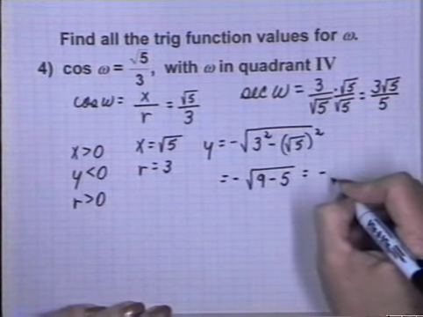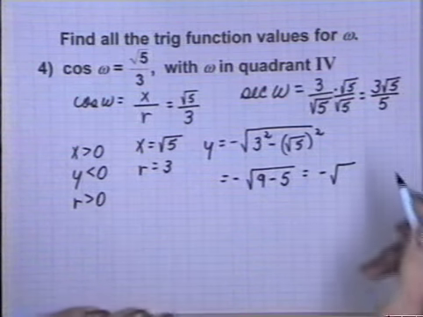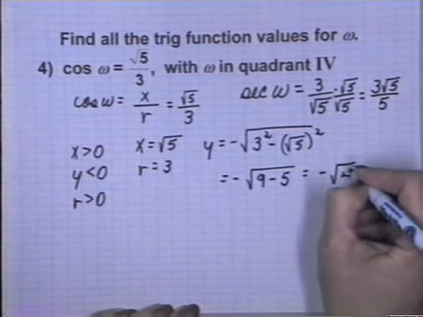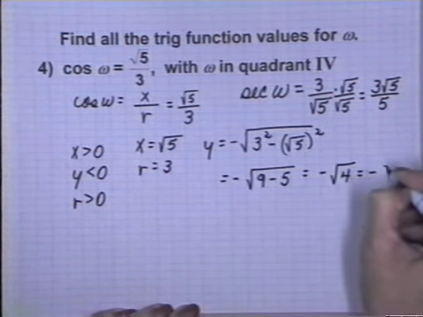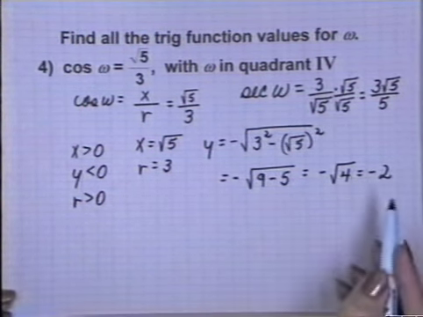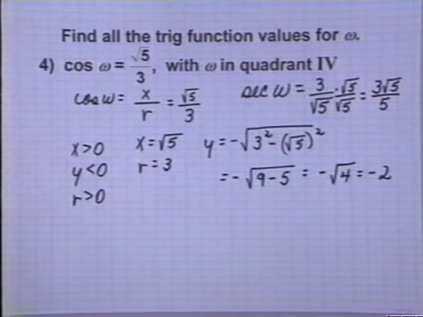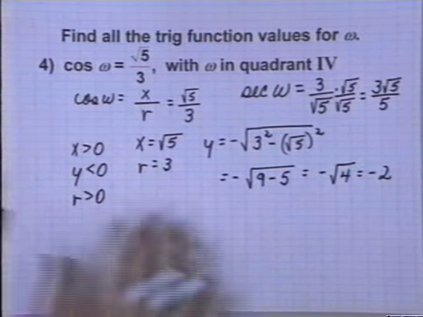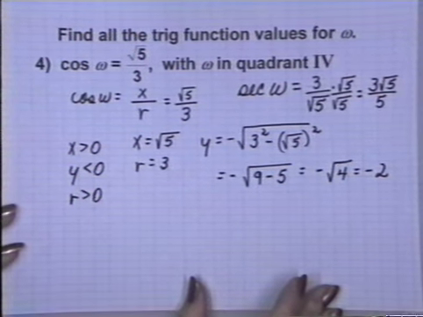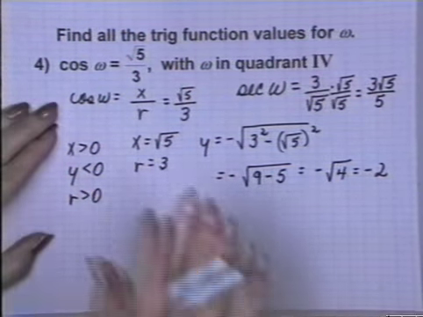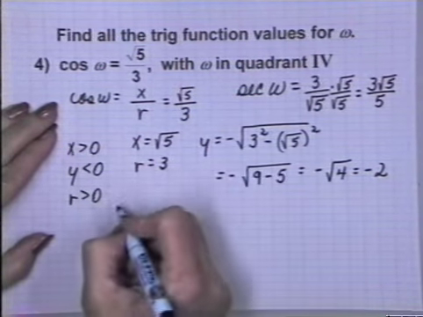So I get minus, subtracting 5 from 9, I get 4. So I get a minus 2. So my y is minus 2. So since I have all my x, y, and r values, I should be able to find all of my trig functions. I've got the cosine and the secant.